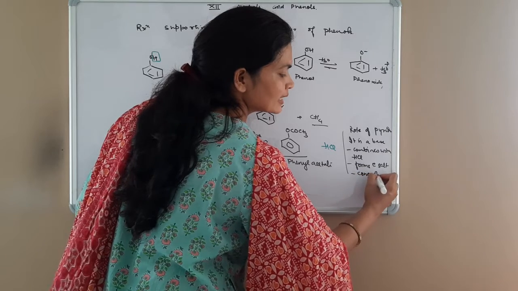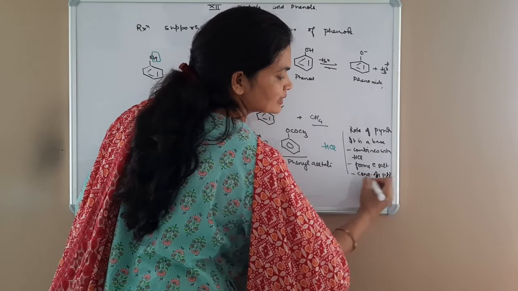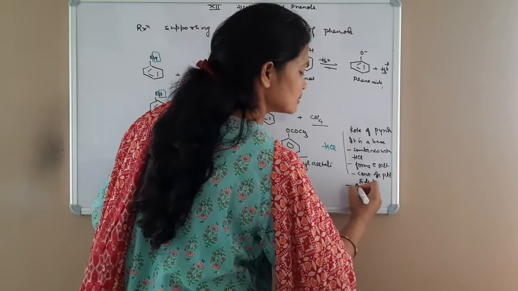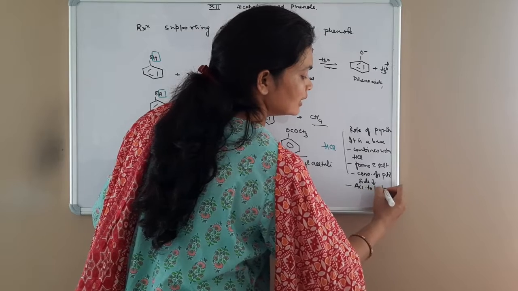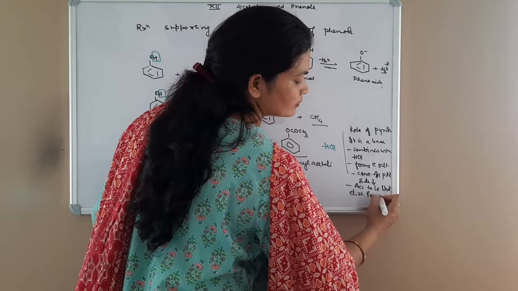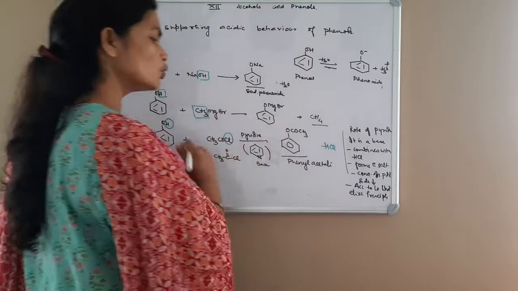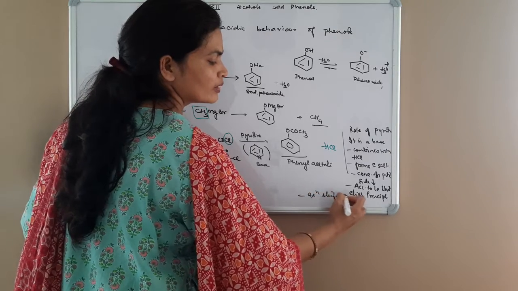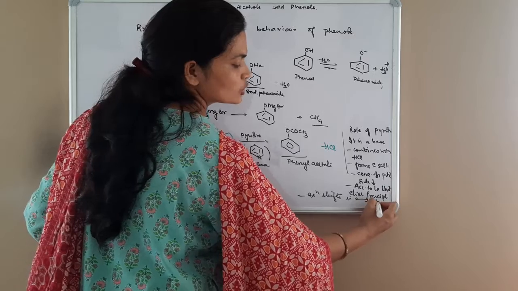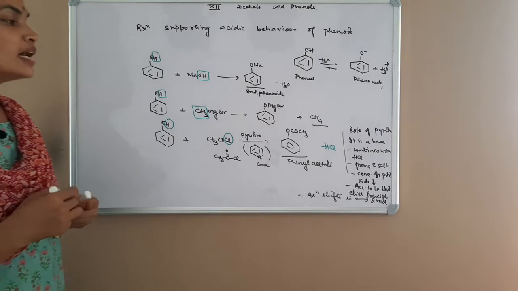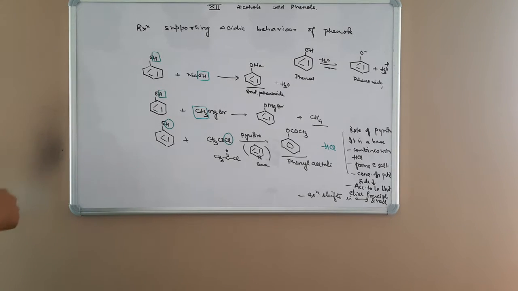Concentration on the product side decreases, right? So according to Le Chatelier's principle, the reaction goes in the forward direction. The reaction shifts in the forward direction, right? And that is our product, the purpose being to get the product. So this way we can get phenyl acetate, and this is the role of pyridine.